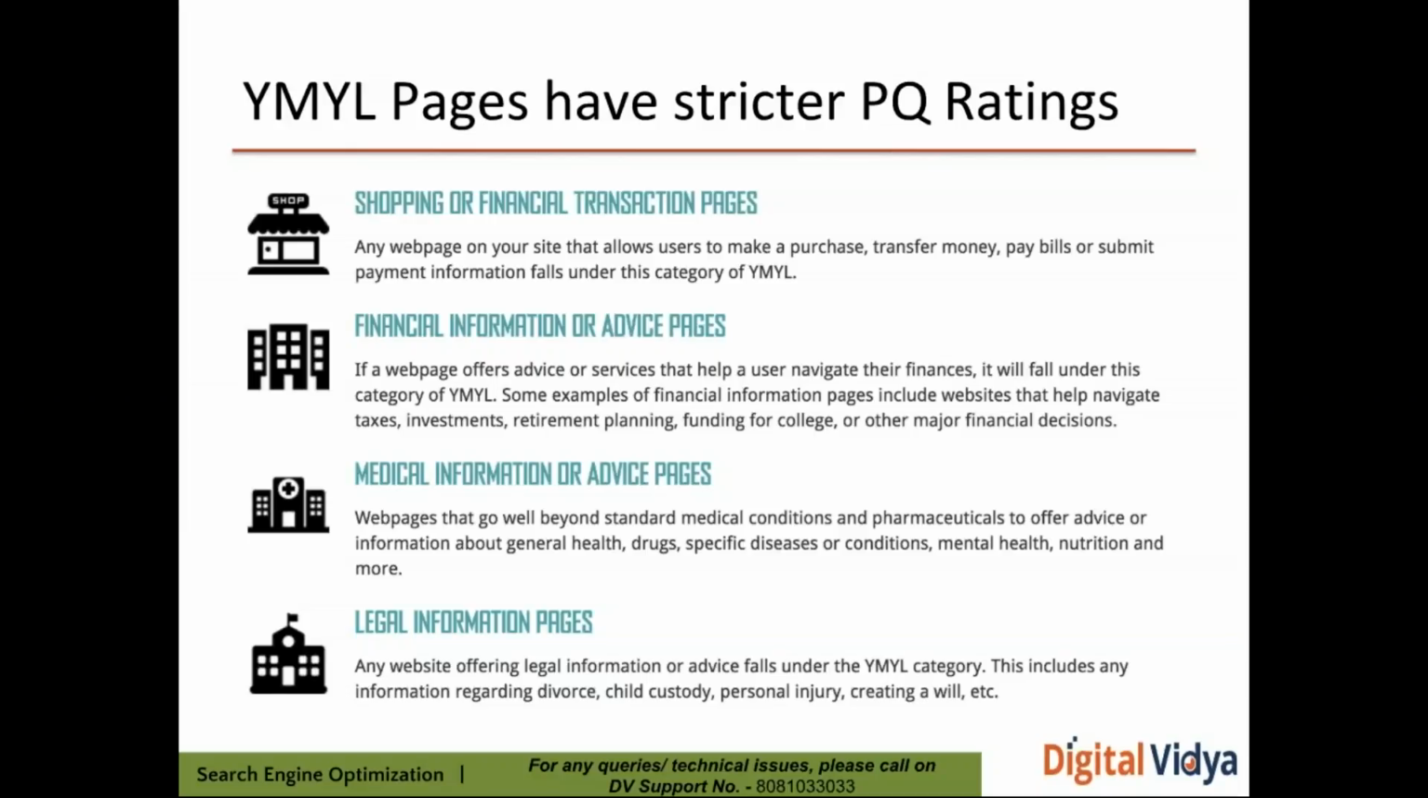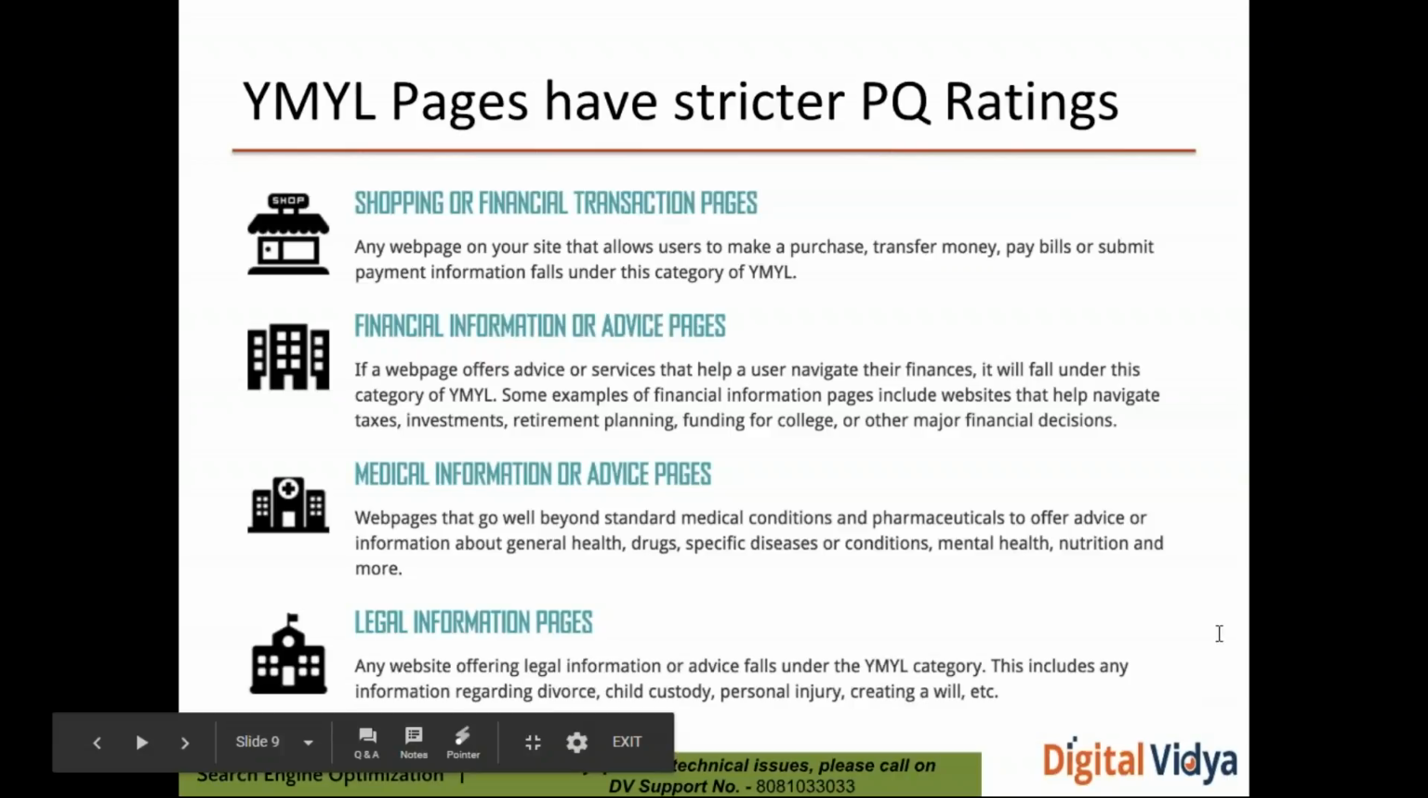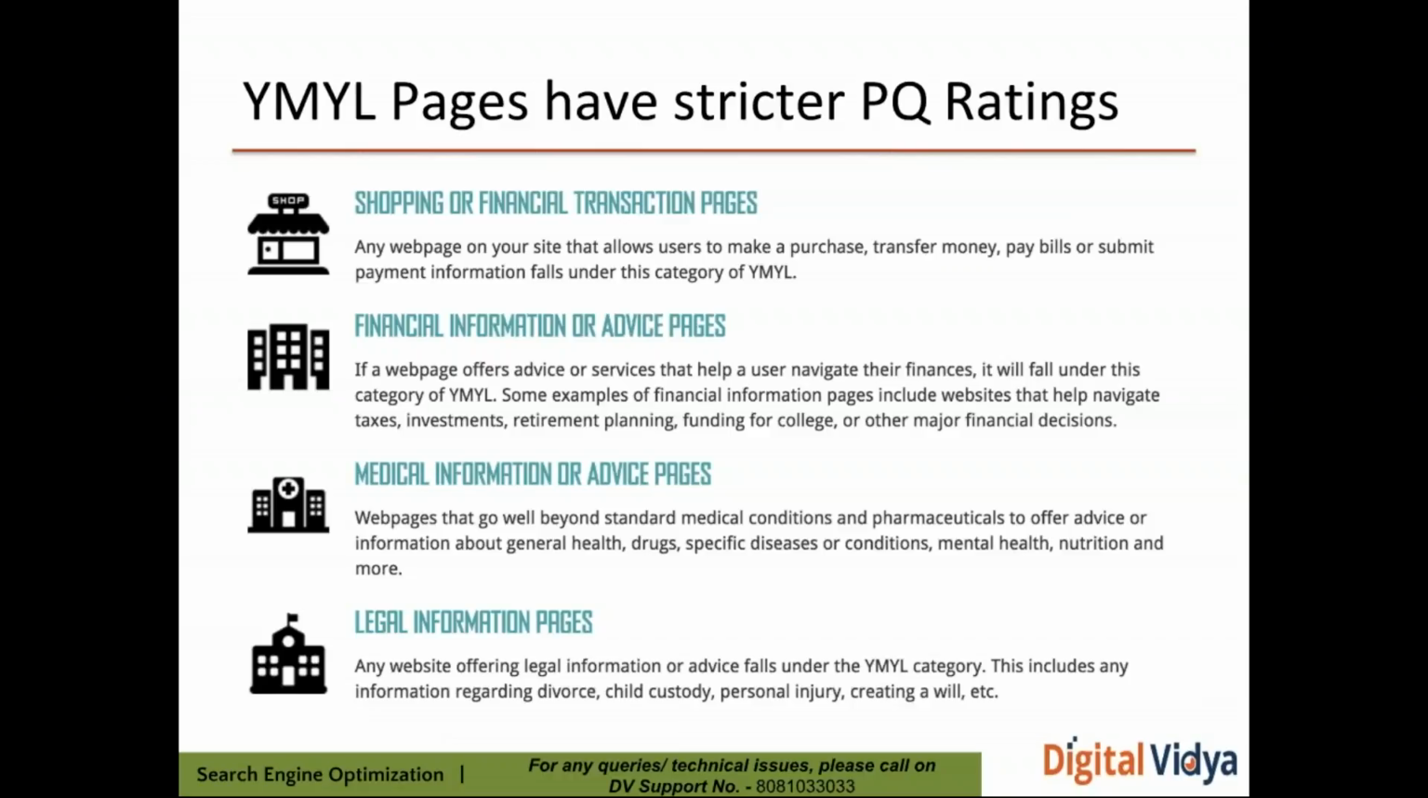Now, when we are talking about page quality rating, it is also important to know that Google is lenient with a few sites when it comes to page quality rating. For example, news websites. Duplicate content is acceptable in that case because, as I said, news cannot be modified. But there is a certain type of sites where Google is very strict with page quality rating. These sites are known as YMYL pages. YMYL stands for Your Money, Your Life.